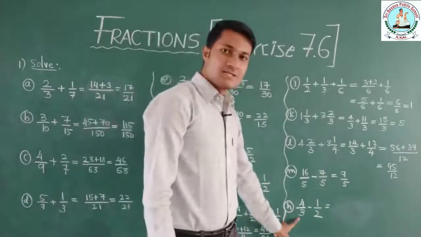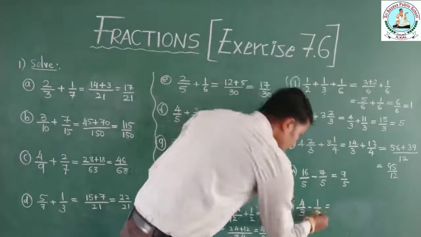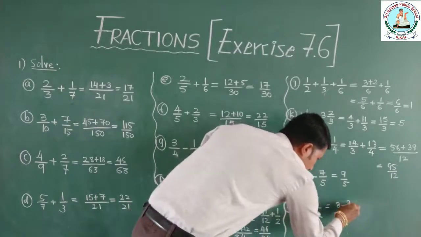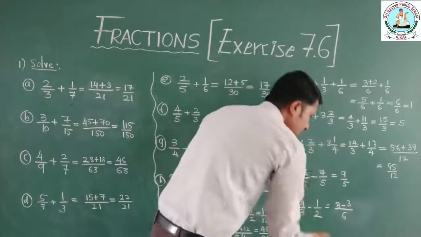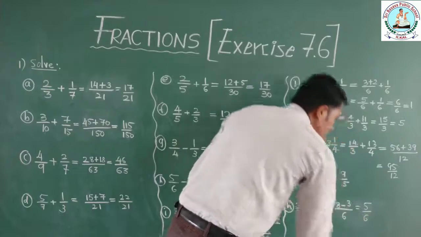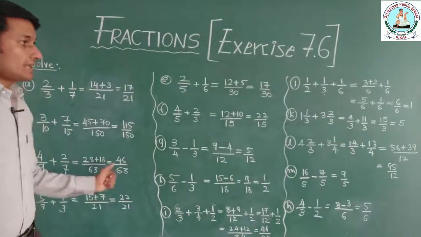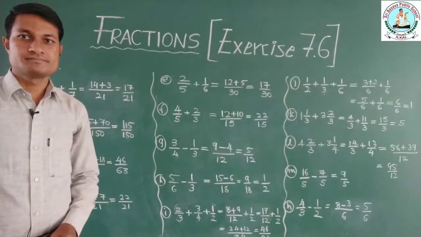And let's solve the last one. Here we are subtracting unlike fractions, so just do the cross multiplication. 2 fours are 8, minus 1 three is 3, divided by the product of these two, which is 6. 8 minus 3 will be how much? It is 5, and write the denominator as it is. So this is how we can solve unlike fractions based on their operations.